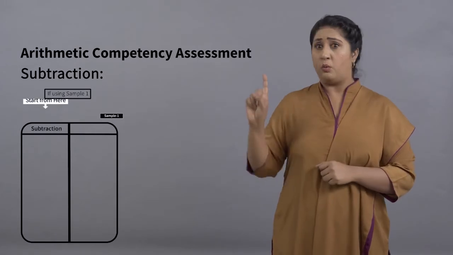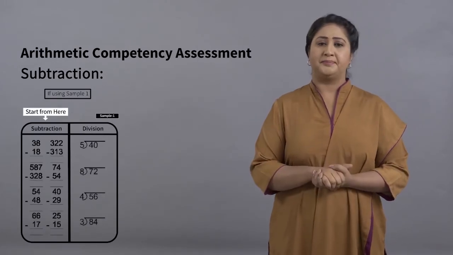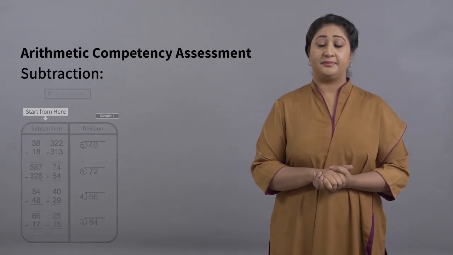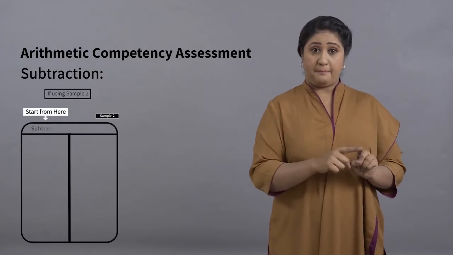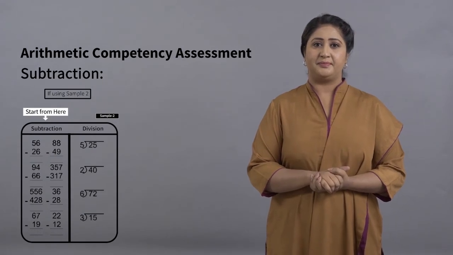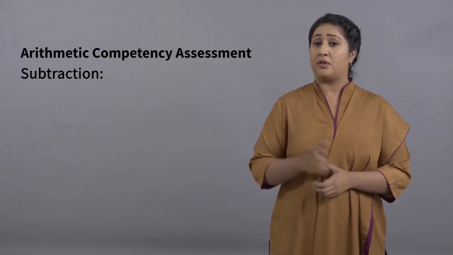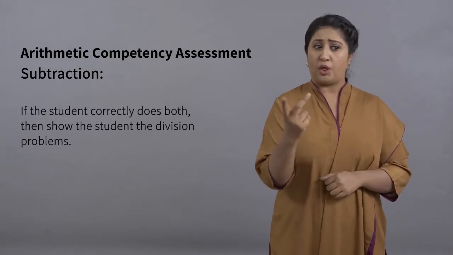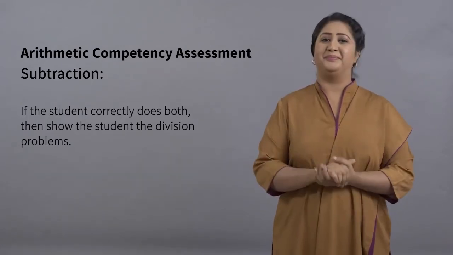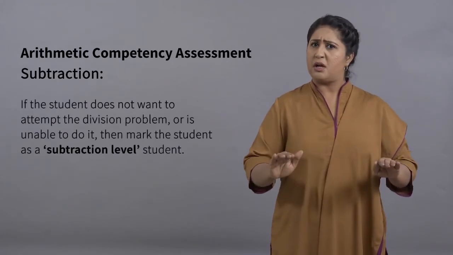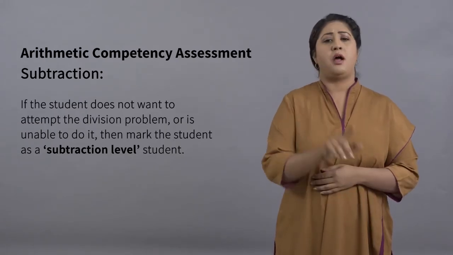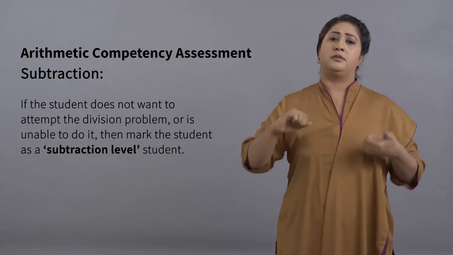Sample 1. Sample 2. If the student correctly does both, then show the student the division problems. If the student does not want to attempt the division problem or is unable to do it, then mark the student as a subtraction level student.